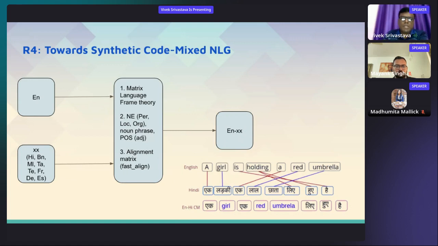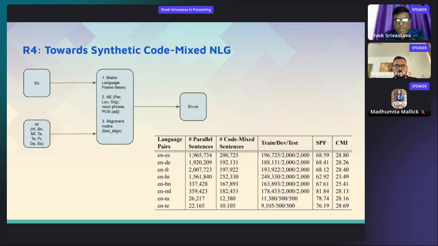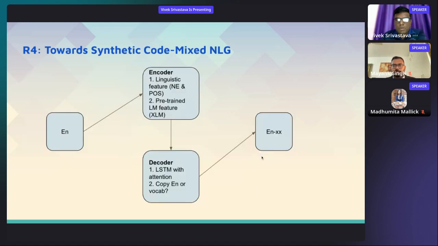And this was done automatically. We didn't have any human annotator in place to generate this data set, and that allows us to create very large data sets at the same time. If you look at all these language pairs, you will see that a large number of sentences were generated, and all these code mix sentences will be used later on to create a code mixed NLG generator, right? They divide the entire sentences into train, development, and test. So this is how the entire setup is.